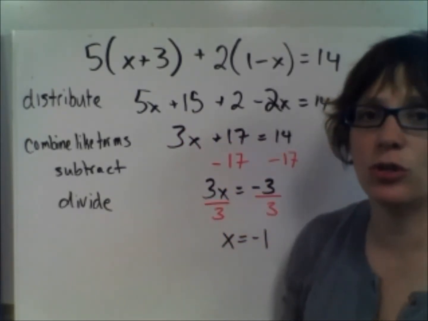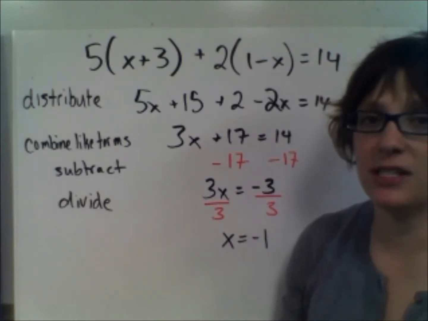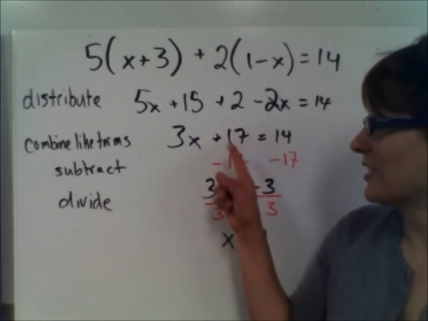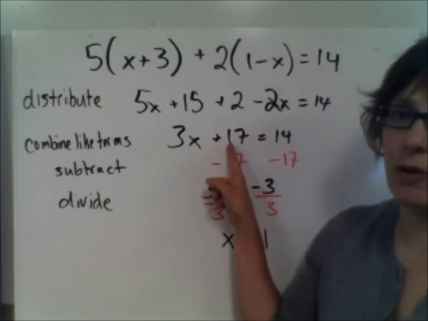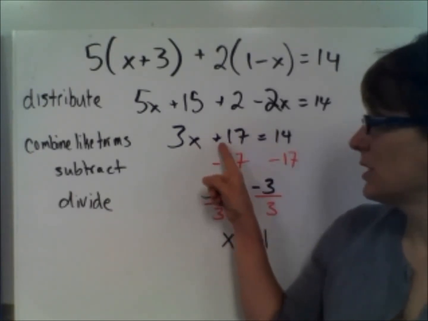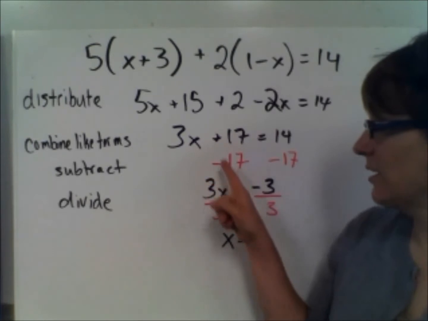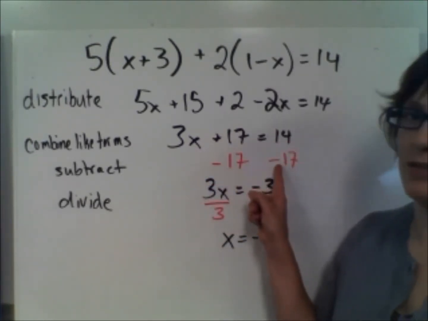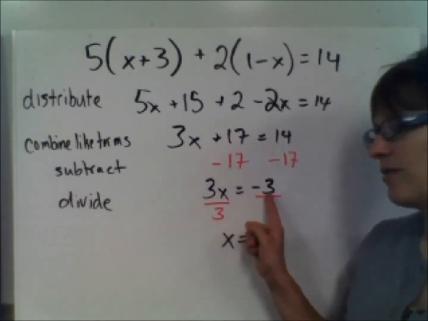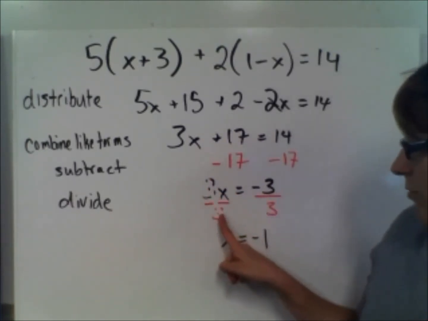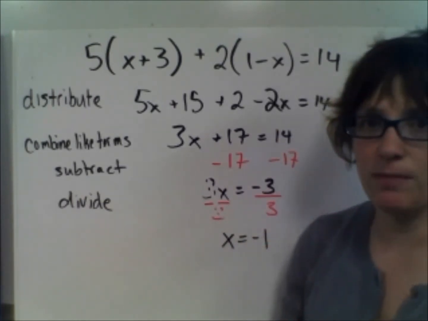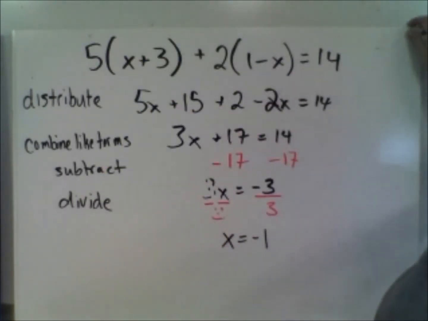Now I'm going to undo order of operations. Please excuse my dear Aunt Sally. The very first thing I should say is, is there anything here I can get rid of by adding or subtracting? Yes, there's a positive 17. So I'm going to subtract 17. 14 subtract 17. 3x equals negative 3. Divide both sides by 3. Negative 3 divided by 3 is negative 1. That's my answer.